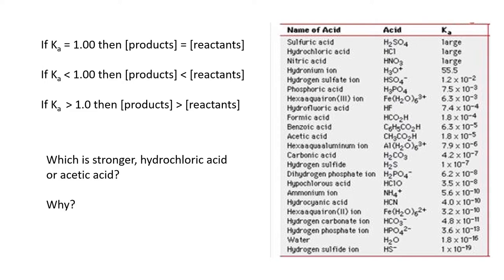So let's take a look. Which is stronger, hydrochloric acid or acetic acid? Well, hydrochloric acid is listed as large for Ka, and acetic acid is listed down here, 1.8 times 10 to the minus 5. Which is stronger? Well, the hydrochloric acid is going to be stronger because it has a larger Ka value.